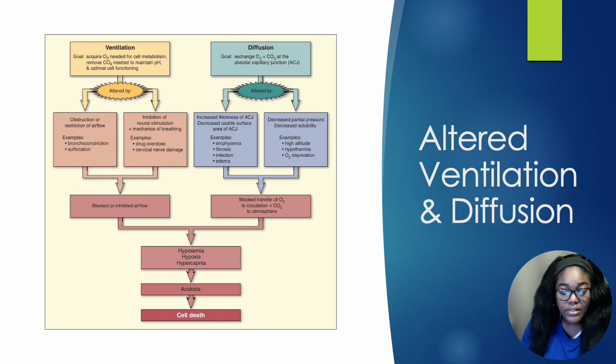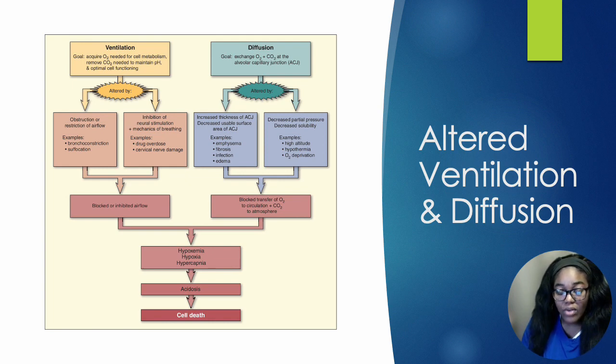You have suffocation where you're just completely cutting off the airway to the trachea, which would obstruct air getting into the lungs. So these alterations can cause even more adverse events with an individual if you have an obstruction of ventilation in this way. Another way you can obstruct or inhibit ventilation is by the inhibition of neural stimulation.